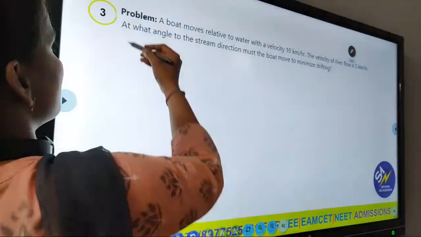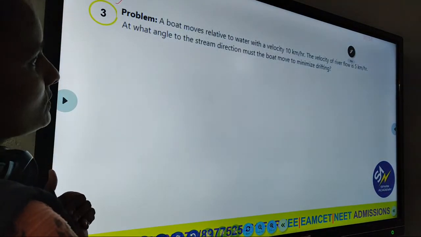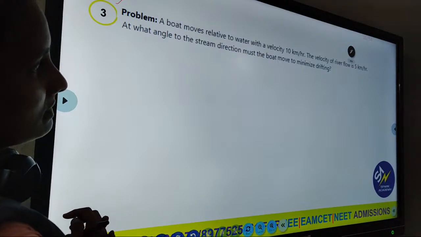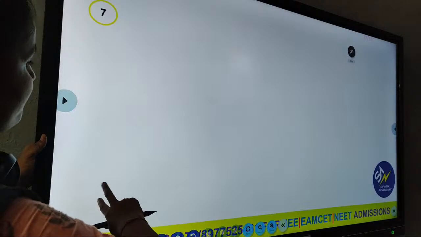You can try the few problems I have given related to the riverboat concept. A boat moves relative to water with a velocity. So just list out the values and find the required quantity.